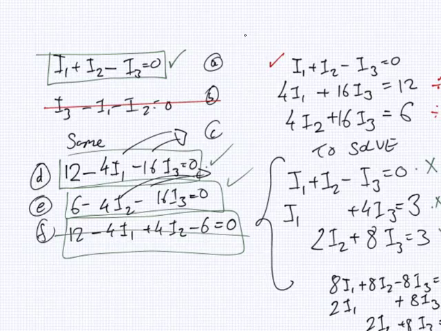12 minus 4i2 minus 16i3. I3, yeah? When you put it over there, you have positive 4, positive 16, equals 12. Yeah, because these two move to the right and the 12 stays. So 12 is positive, and these two go to the right to become positive as well. Did I make a mistake, Juan?